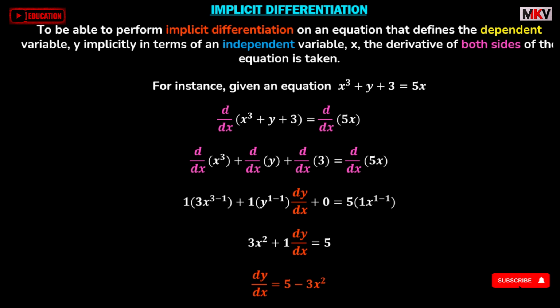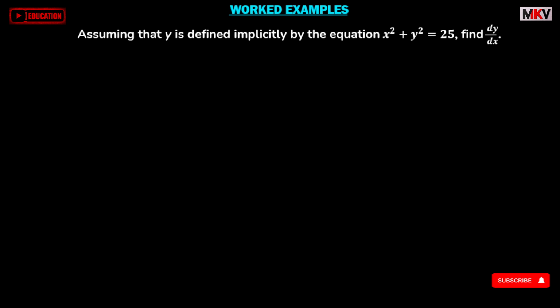Now let's look at some examples and how we use implicit differentiation to find their derivatives. The first question: assuming that y is defined implicitly by the equation x squared plus y squared equals 25, find dy/dx. So this is the equation we are using: x squared plus y squared is equal to 25. Let's solve it together.